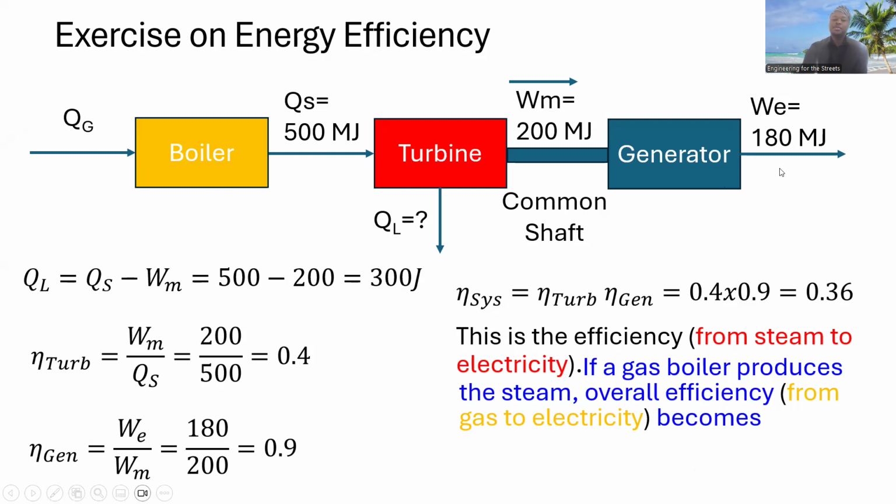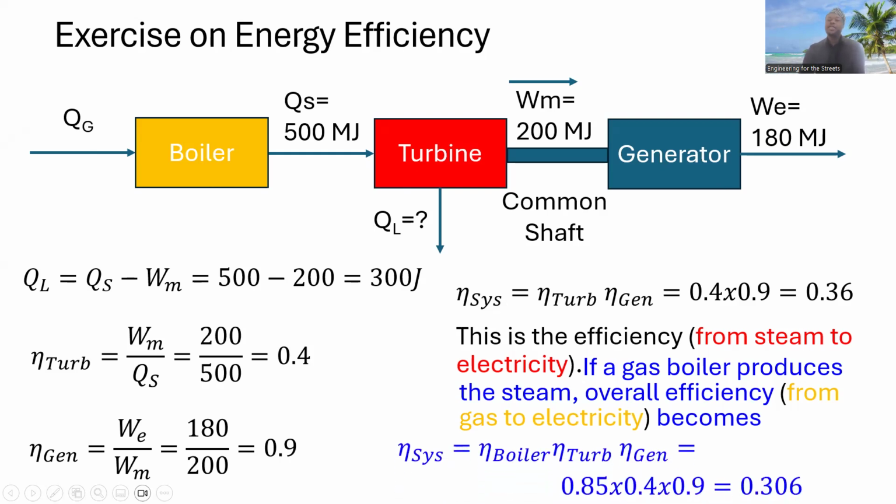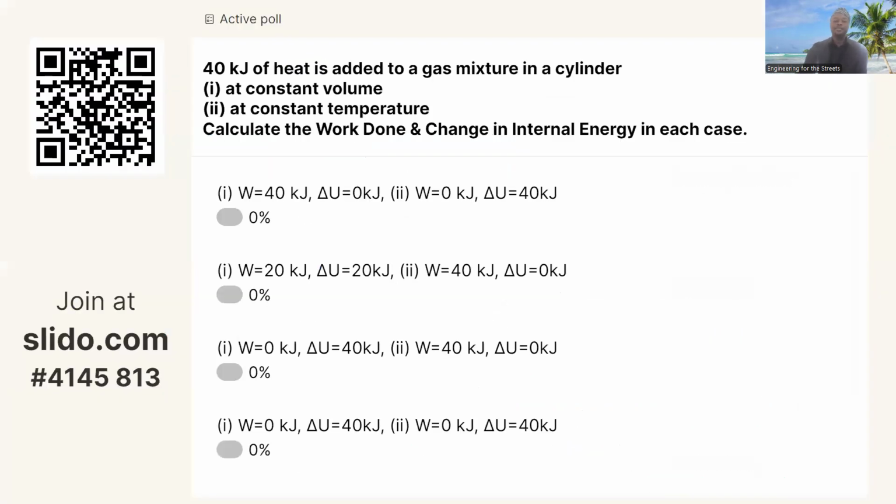So that means system efficiency is the efficiency of the boiler multiplied by the efficiency of the turbine and multiplied by the efficiency of the generator. Putting everything together, 0.85 multiplied by 0.4 multiplied by 0.9 gives you 0.306. That's 30.6% system efficiency.